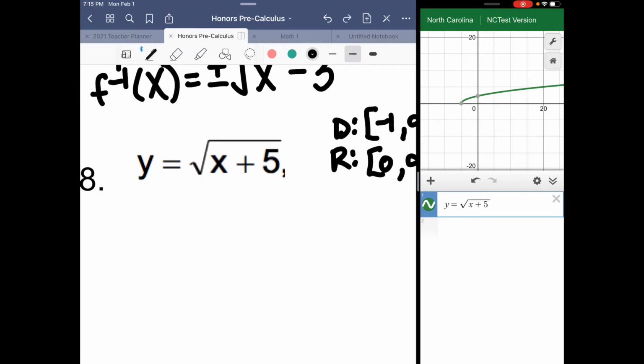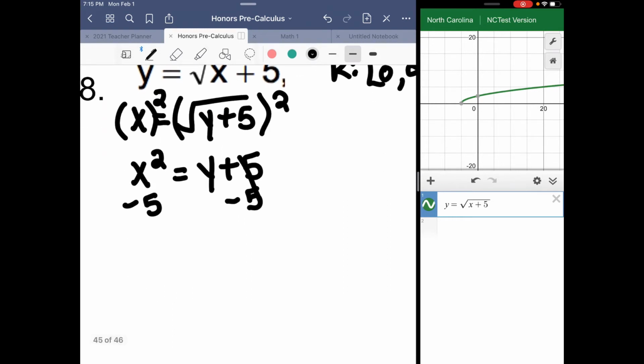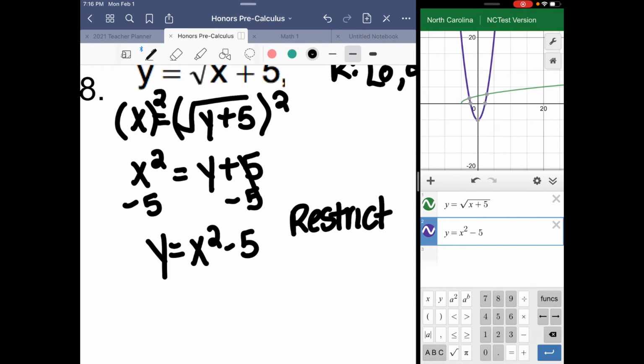All right, so I'm going to start. I have the square root, so let me switch my x and y first. So if I'm going to solve for y, the first thing I'm going to do is square both sides. So I have x squared equals y plus 5. And then I'm going to subtract 5. So I now have y equals x squared minus 5. Now, let's look at this new equation, this inverse that we talked about. The reason that this is not going to work for us is because we have more to the inverse than there was in the original. We can't have that. We've got to restrict the domain here.